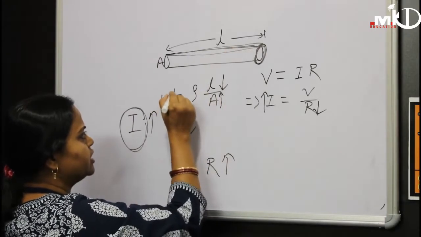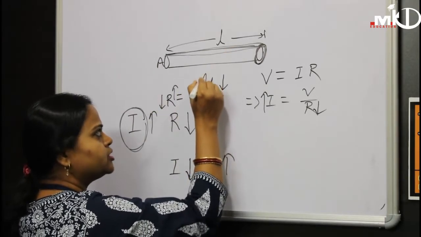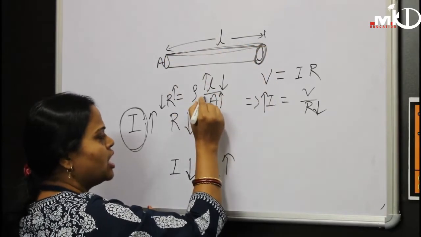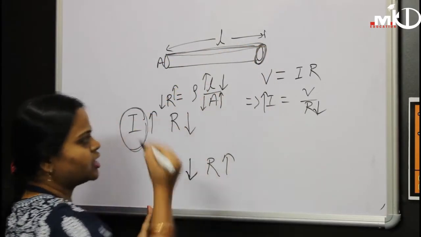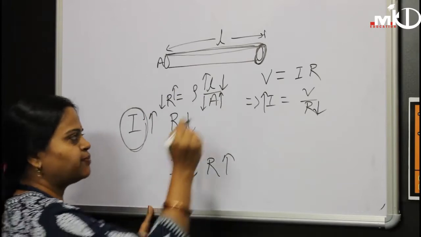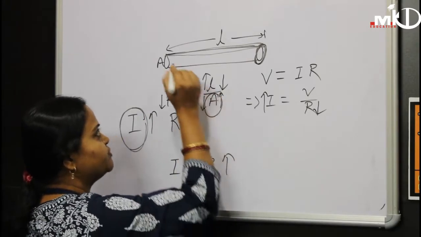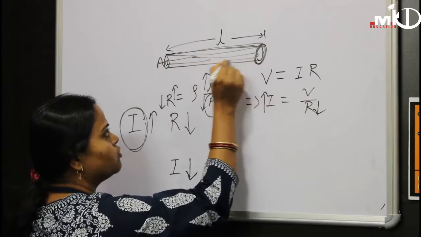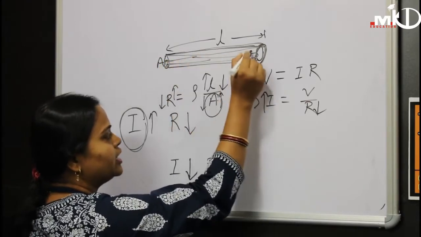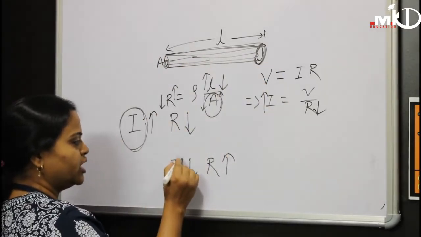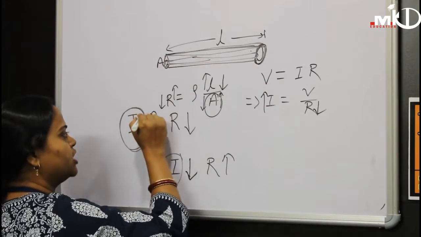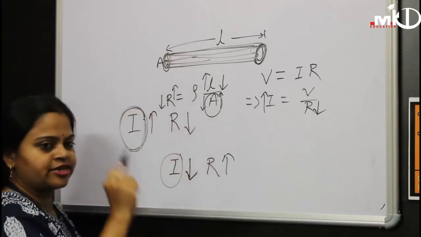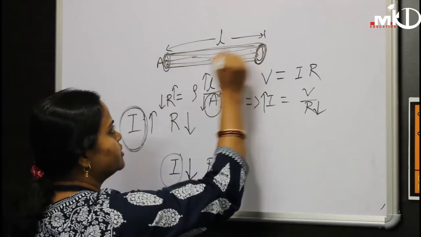If R will increase, it means the length is also increasing. The length of the conductor will increase and the cross-sectional area will decrease. That means the cross-sectional area will decrease, so we need a thin wire. The wire will be thin, and the length is more. If current is more, the cross-sectional area means the wire is thick and the length is less.